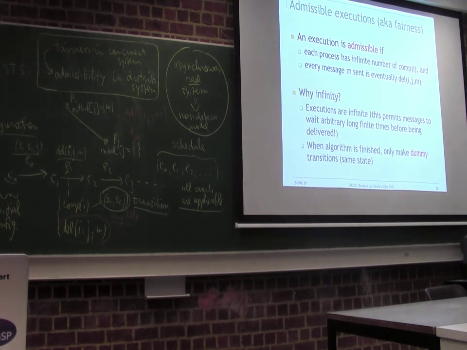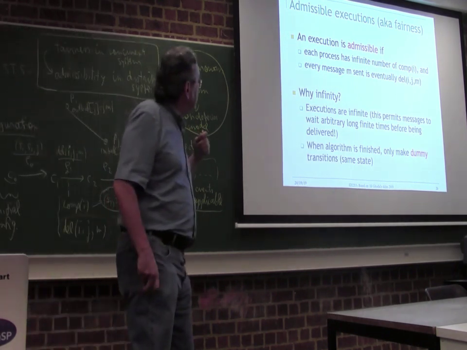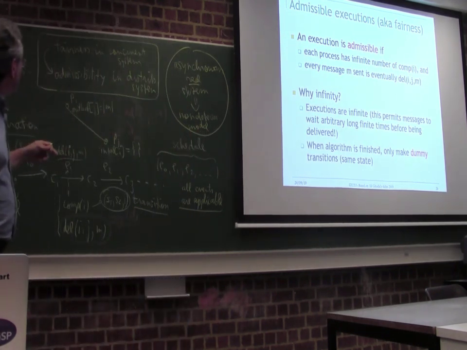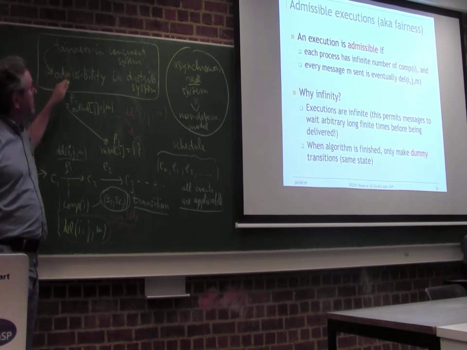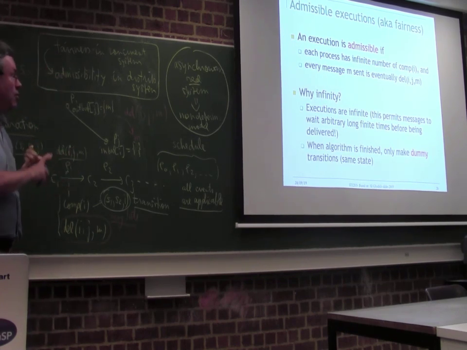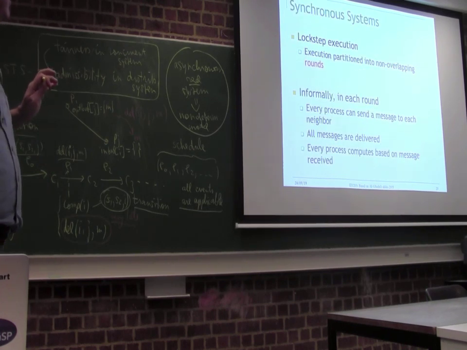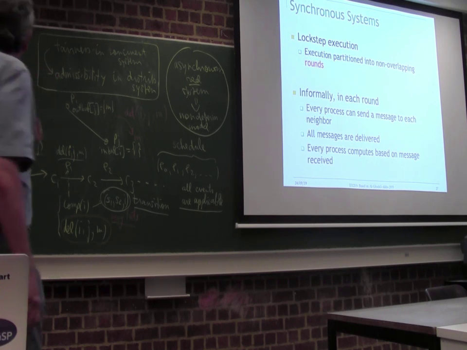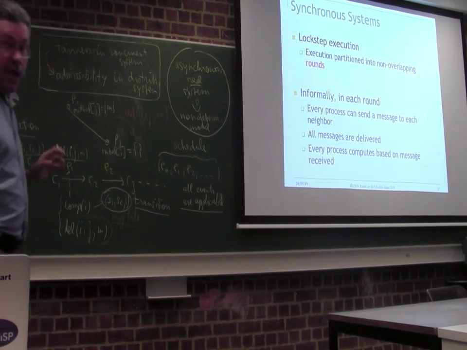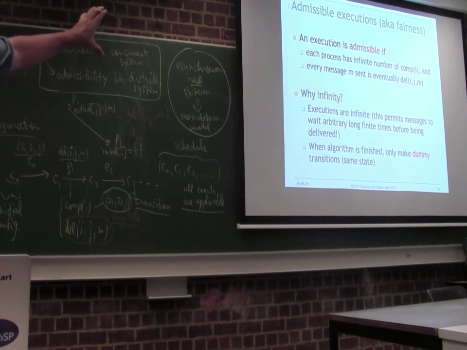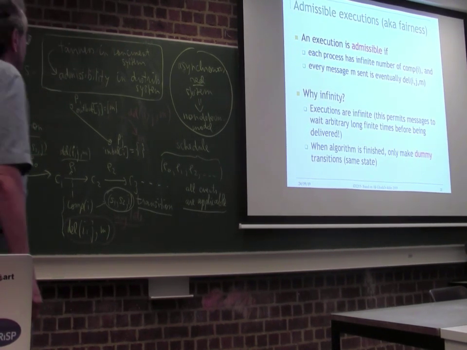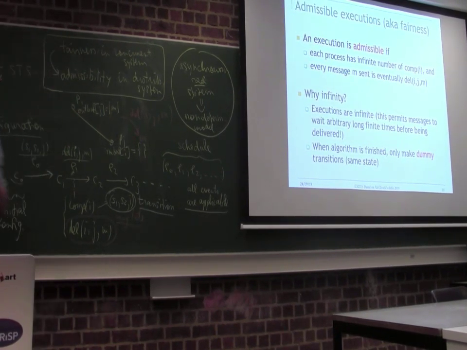Okay? So that's what an admissible execution is. Basically, it's fairness. It means there's no starvation for the processes and no starvation for the messages. Okay? So that's pretty clear. So this model is modeling the asynchronous system.